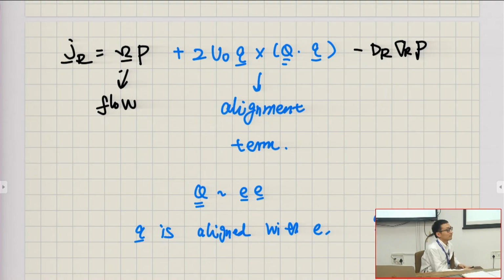Aligned or not, correct. And the alignment direction is just in the principal directions of Q, right? So that's why this is a nematic alignment term, because you're trying to align with this tensor, the nematic tensor. And that's exactly what we want to model. When two ellipses come together, it's a nematic alignment. Okay, so this is the physics that this term reflects.